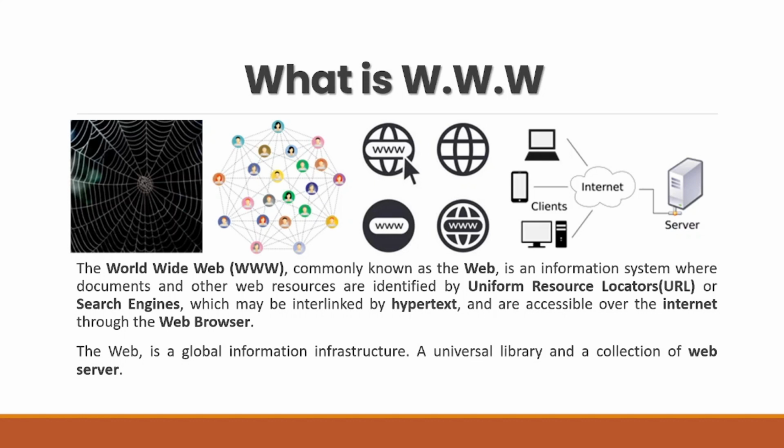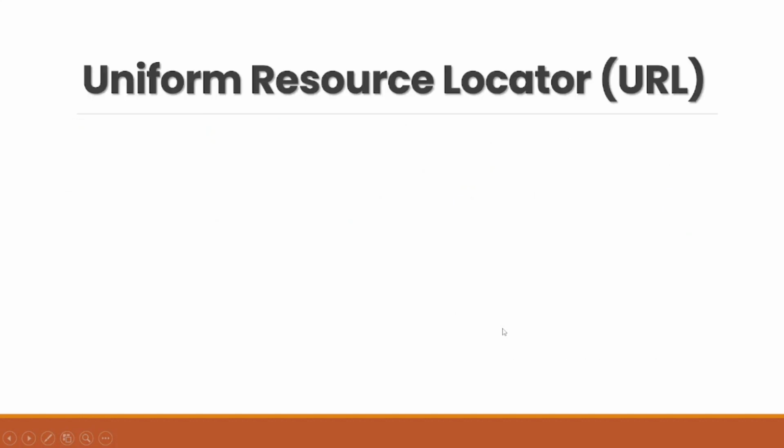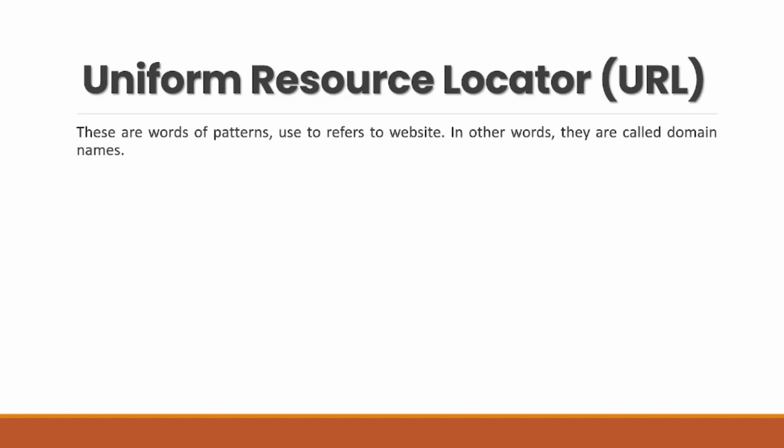Now let's proceed. Let's talk about the third word being highlighted, because we'll talk about WWW as the web. What's the Uniform Resource Locator? In short, URL. These are words or patterns used to refer to a website. In other words, they are called domain names. Now, these are words that are put together that we use to refer to a particular website. To you, the visitors of a website, you will call it a URL. But to the people who own the website, it is known as a domain name.